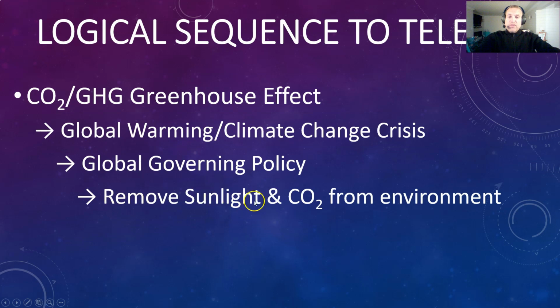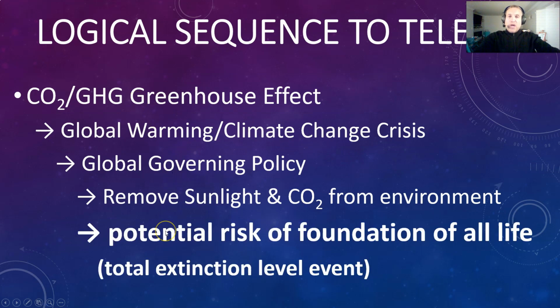The big thing where it looks like it's all leading to is that they want to remove sunlight, which they call solar radiation management. So they want to remove sunlight and remove carbon dioxide from the air, from the environment. That's the solution they have come up with, in order to fight this climate change crisis because of the greenhouse effect. The problem is that this is a potential risk to the foundation of all life, a total extinction level event, because life is fundamentally dependent on the sunlight and the carbon dioxide that we have, in photosynthesis.